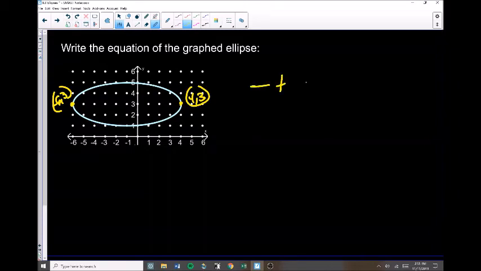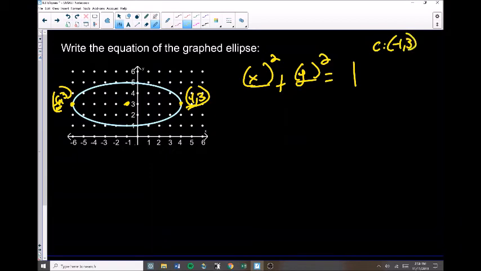So the bigger number, I like to set up these parentheses. This is kind of the general form of how this ellipse is going to look. The bigger number is going to go here underneath X because it's stretched further left to right than it is up and down. You could find the center by doing the midpoint formula. The midpoint formula means you add up the values and average them. So -6 plus 4 is -2. Cut that in half, you get -1. So the center is at -1,3.